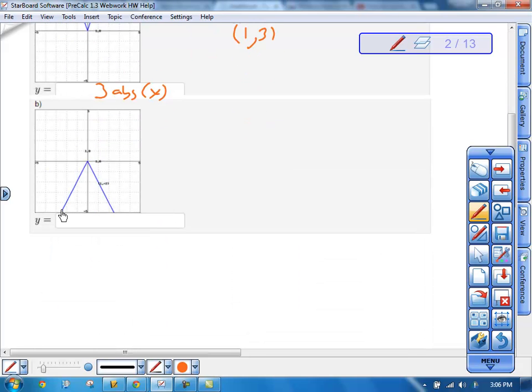Same thing here, only this one's been reflected over, and that's the point 1, negative 2. So this is going to be y equals negative 2 absolute value of x. The negative sign flips it over the x-axis, and the 2 makes it a little steeper. So you can enter that in here.